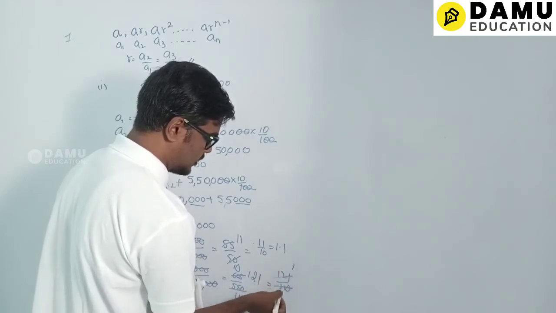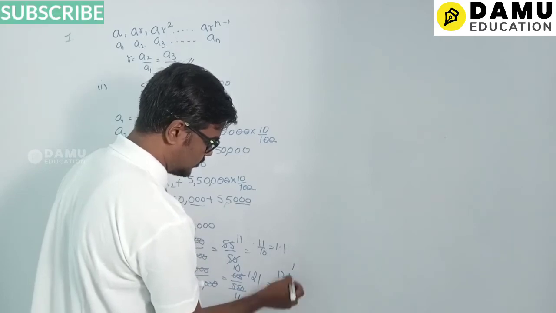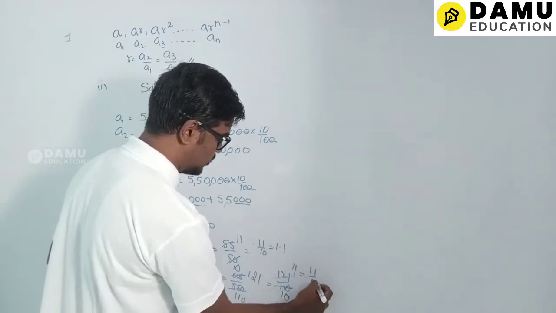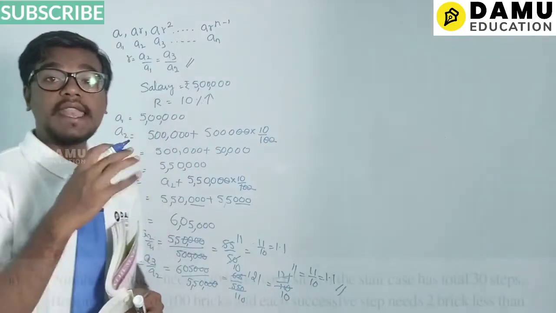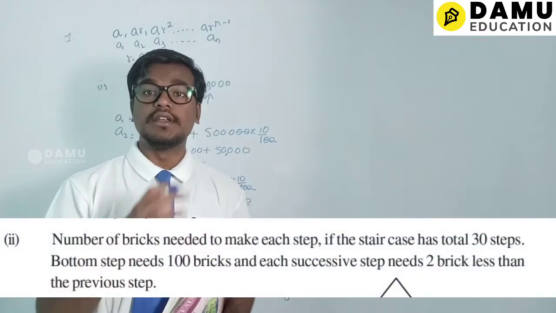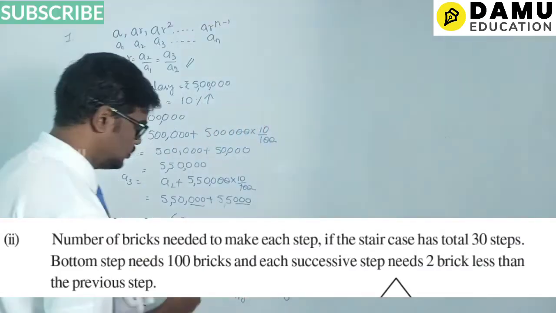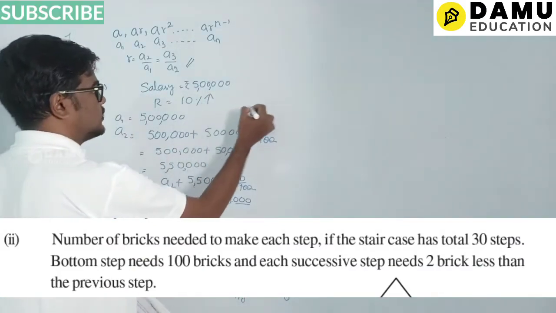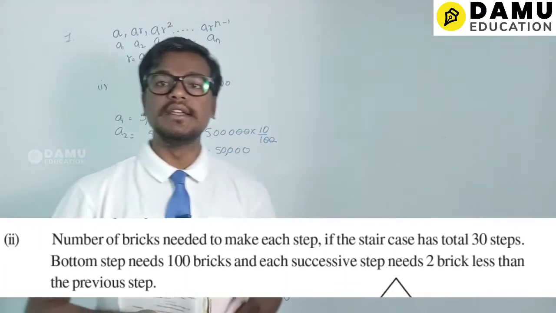So 11 ones are 11. 11 elevens are 121, so 121 by 11 is 11. We will get it as 1.1. So here the common ratio is the same. Now we can say the given sequence is in GP. Yes, it is in GP. So this is the case in GP.